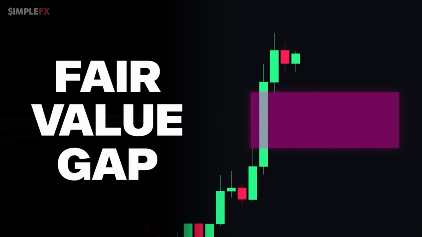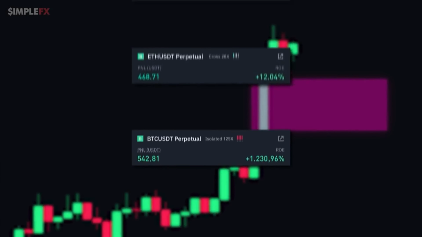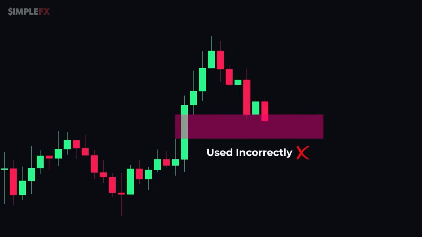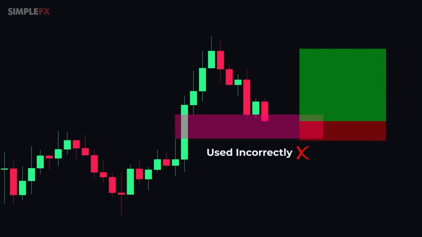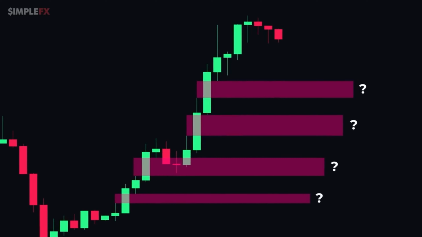The fair value gap, one of the most powerful concepts in trading. This exact strategy has led me to many profitable trades in my career, but the problem is many traders actually use it incorrectly, causing them to lose money from it. The most confusing part about trading the fair value gap is figuring out which ones are most likely to work.